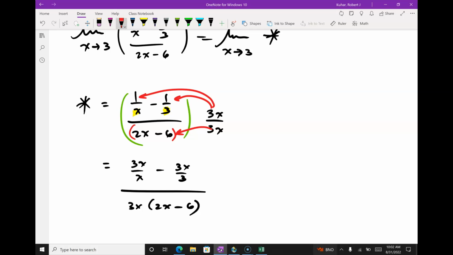How did I do that? I just took my interior denominators. So when I'm saying interior denominator, I'm saying there's an x, it's a fraction within a fraction. There's a 3, it's a fraction within a fraction, and there's a 1. Right? I'm taking all my interior denominators and multiplying them together.